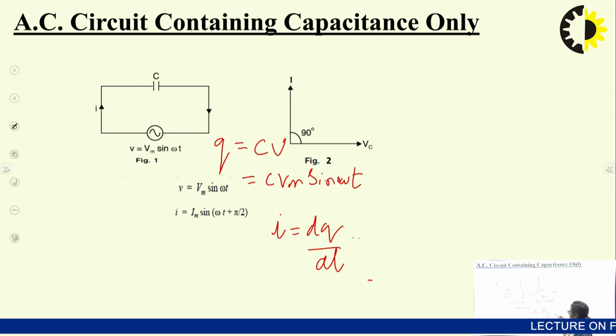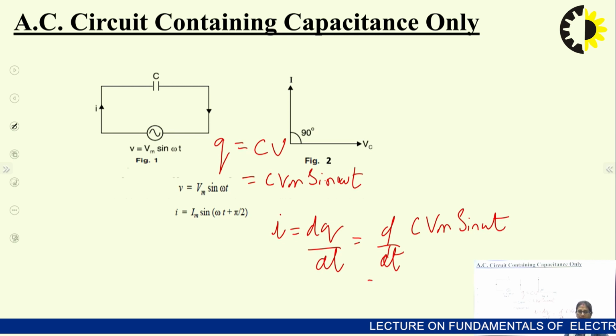dq by dt, that is d by dt. Q we have already derived, that is CVm sine omega t, right? Now once again, when I differentiate it, CVm is outside, differentiate sine, cos, once again converting that into sine, I'll be having sine omega t plus pi by 2.